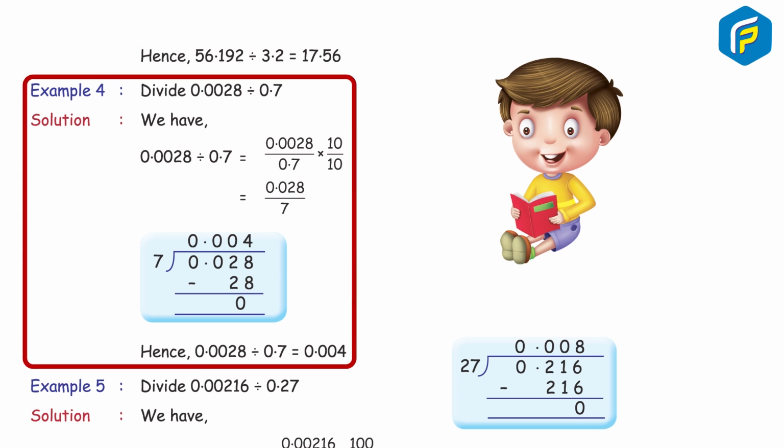Example 4. Divide 0.0028 by 0.7. Solution: we have 0.0028 divided by 0.7 equals 0.0028 upon 0.7 into 10 upon 10, which equals 0.028 upon 7. Hence 0.0028 divided by 0.7 equals 0.004.